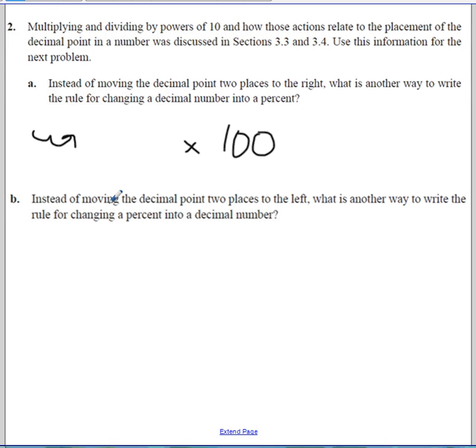And so for the decimal point moving to the left, we are getting smaller by 2 spaces, and to get smaller, it would be dividing. And again, dividing by 10 would move 1 decimal place. So dividing by 100 would move 2 decimal places.